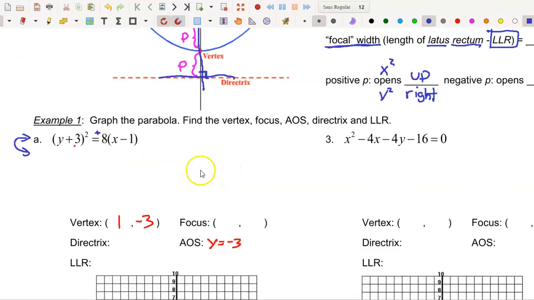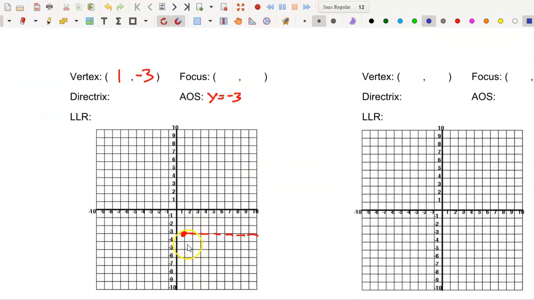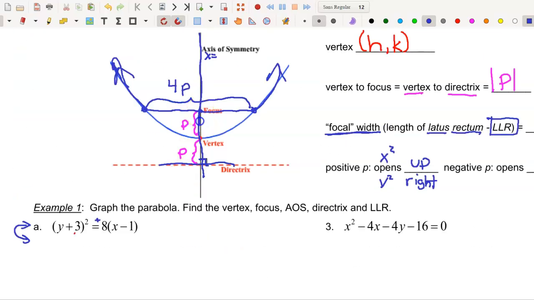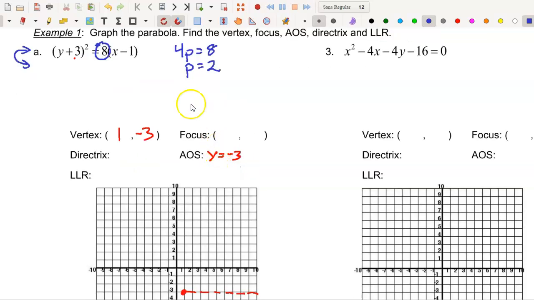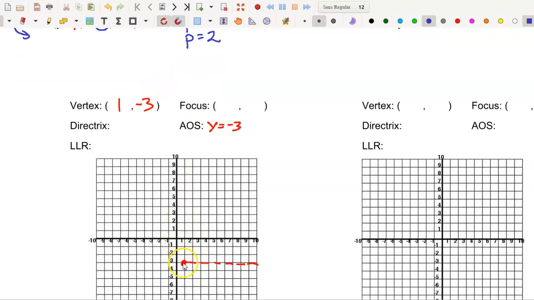So to find the focus, in order to get from my vertex that I do have to the focus that I don't, I need to know how far apart they are, this p-value. Okay. So this value here, +8, that equals 4p. So I always just take whatever this number is, equal to 4p, solve for it. That gives us how far apart everything is. So I can go 2 to the right, 1, 2. That puts me at 3, -3 for the focus.